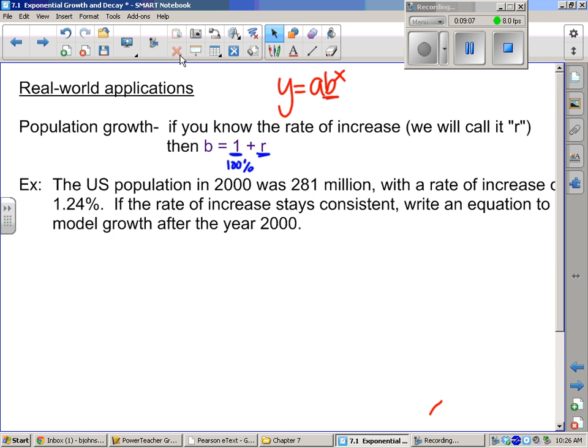So here's the situation. The U.S. population in the year 2000 was 281 million, and the rate of increase was 1.24%. So even though that's a decimal already, that's still a percentage. So you got to move your decimal place 2 spots. So it's going to be 0.0124. So that's our R.